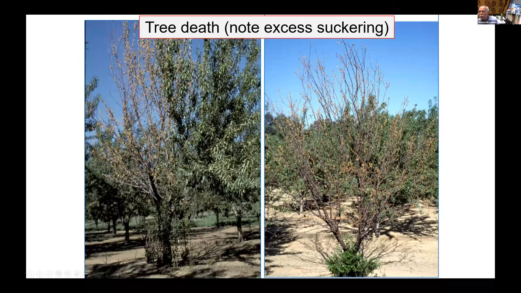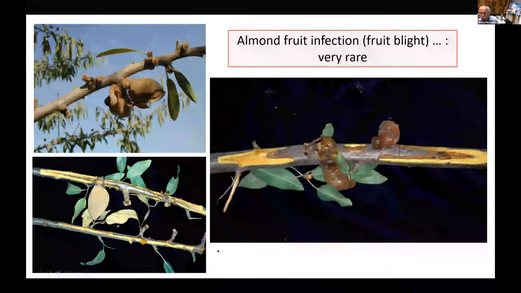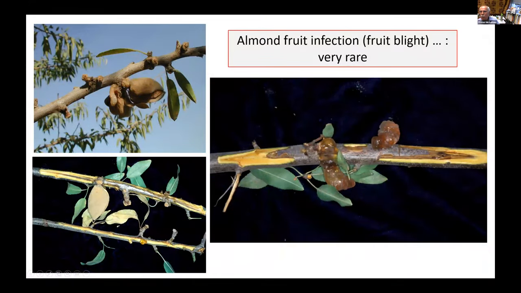To distinguish this from Phytophthora crown rot, look at the suckers. The disease does not invade the rootstock, and you'll see in dead trees a lot of suckers that will develop, and that's very characteristic. But Botryosphaeria can also infect pruning wounds in young trees as the grower tries to develop the major scaffolds. And in orchards with severe inoculum, we will have infections of the pruning wounds.